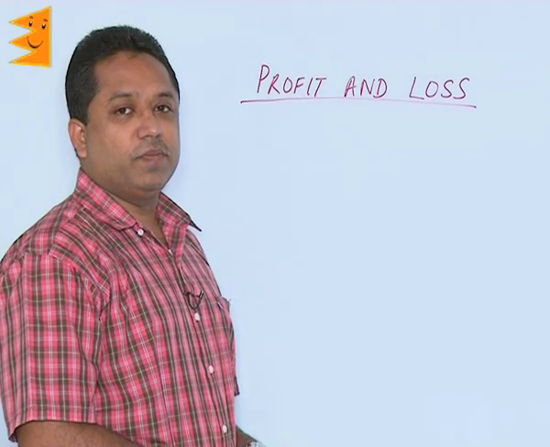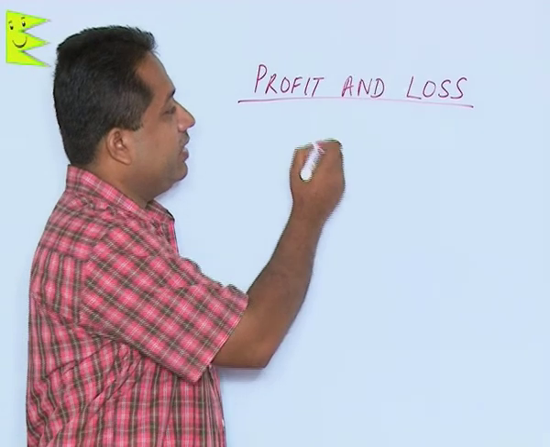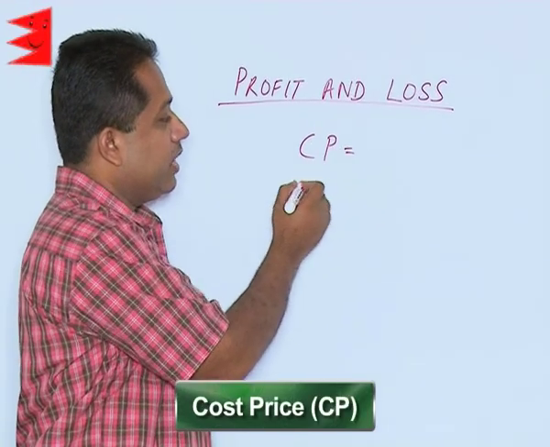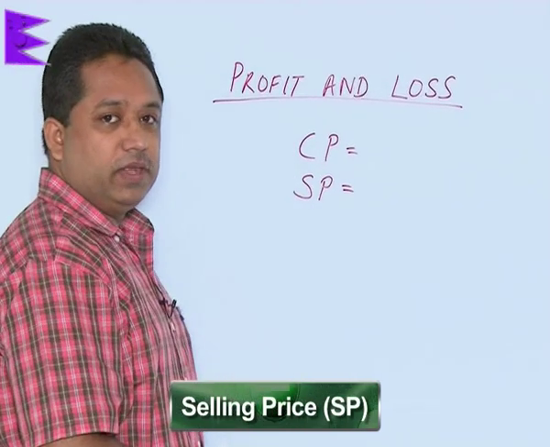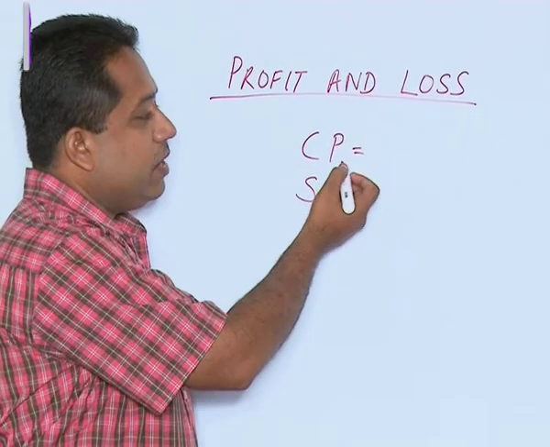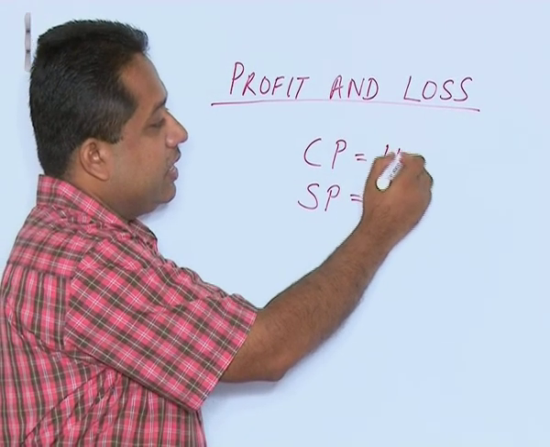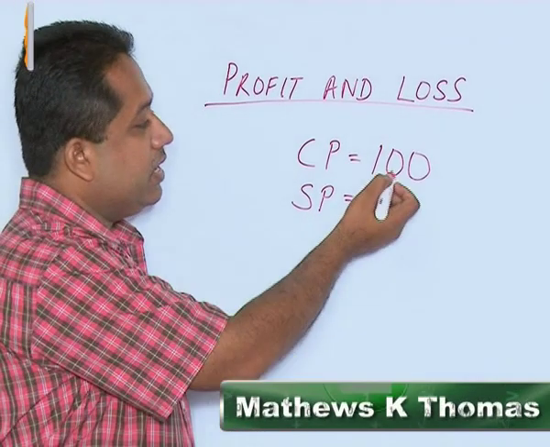Next we come to the topic of profit and loss. For that we have to understand what is the meaning of cost price, represented by CP, and what is the meaning of selling price, that is represented by SP. Now a shopkeeper is going to buy an item. Let's say he buys something for 100 rupees. Let's say it's a book and he is buying it for 100 rupees.